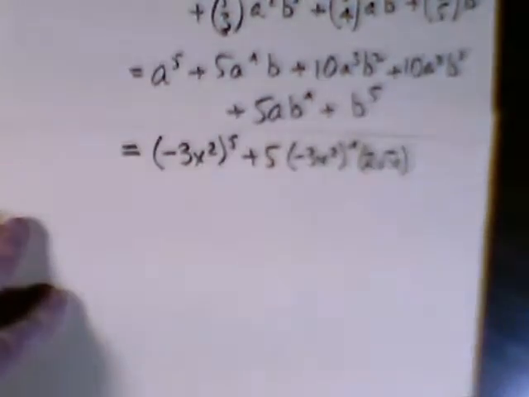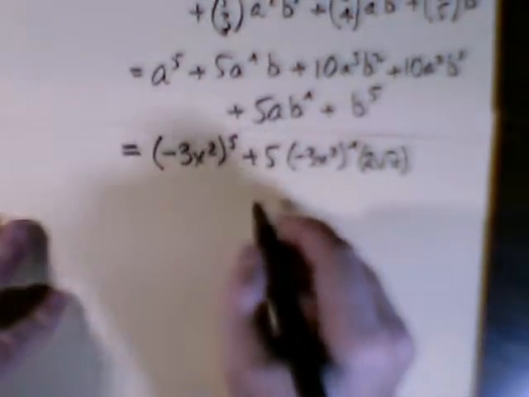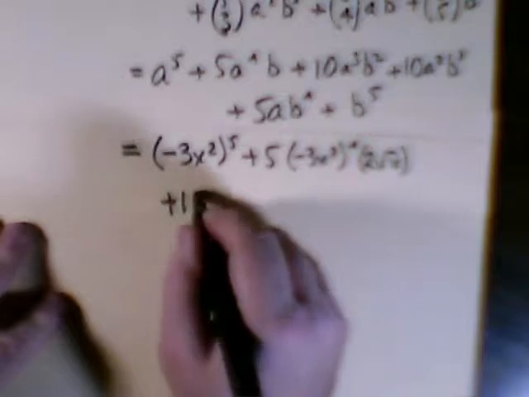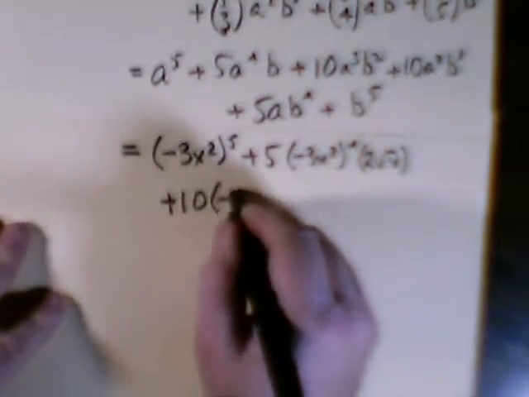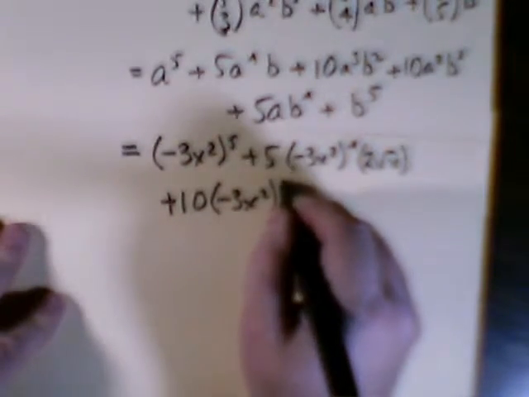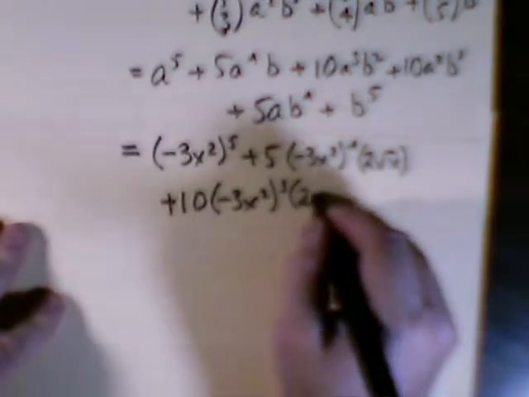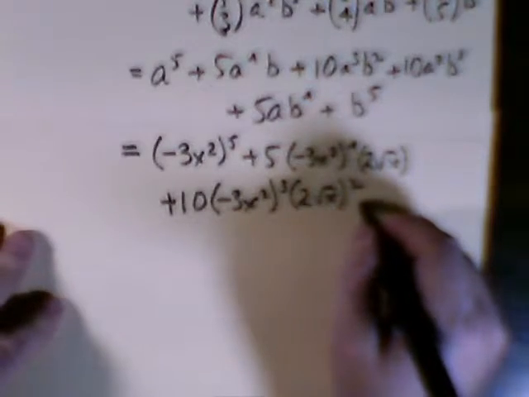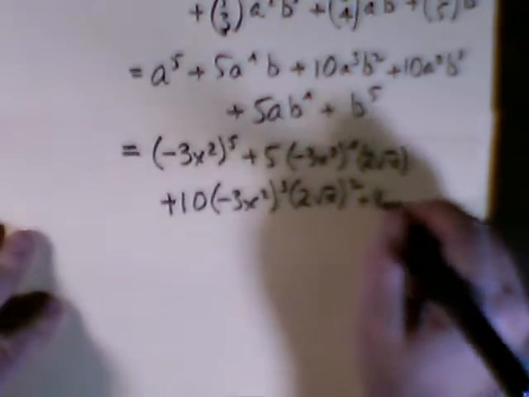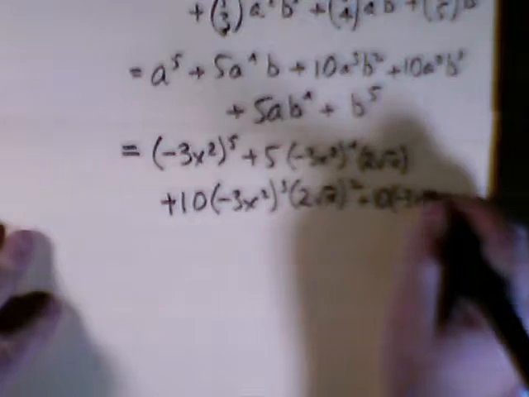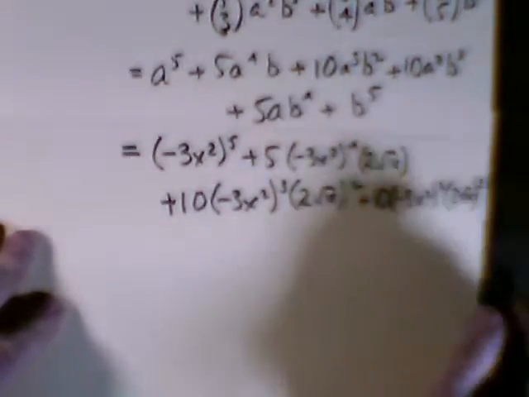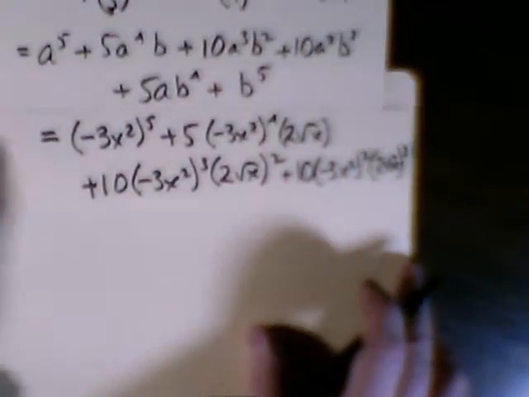Notice we're running out of room on this line. In fact, I fear that we may need to write this on a few lines. So I'm going to do plus 10 negative 3x squared cubed times 2 root x all squared, plus 10 negative 3x squared squared times 2 root x cubed. Okay, so like I say, it's taking shape.